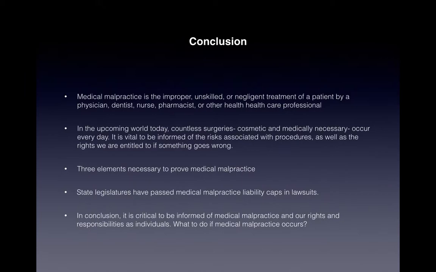This brings up the question of what to do if medical malpractice occurs. We are entitled to compensation for damages, so there are many things you should do to prepare yourself if medical malpractice occurs. You should contact a seasoned attorney and secure all medical records. You should write down all pertinent information and find out procedural requirements that are needed before a lawsuit can be filed, and always be aware and informed.